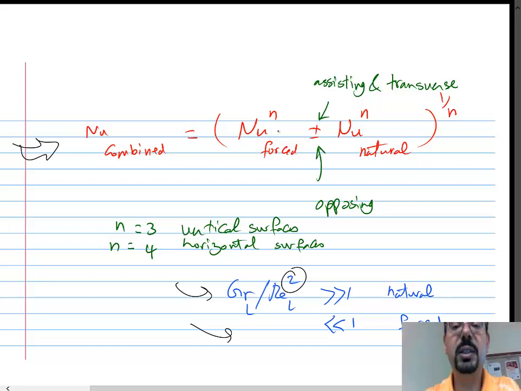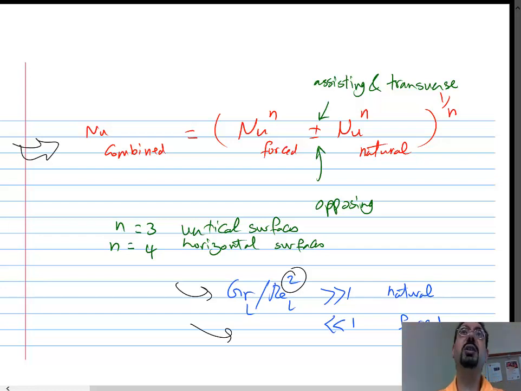All right? And so you add by the Nusselt number. So Nusselt forced plus or minus Nusselt natural to power n, and the whole thing is to power 1 over n. Okay? What is this n? This n could be 3 or 4. 3 for vertical surface and 4 for horizontal surface. The plus or minus is plus for assisting and minus, of course, for opposing.